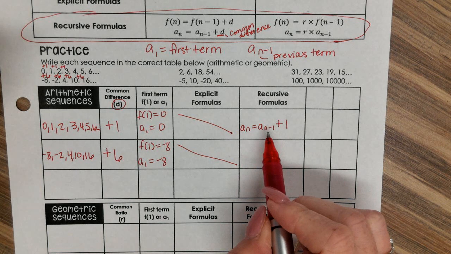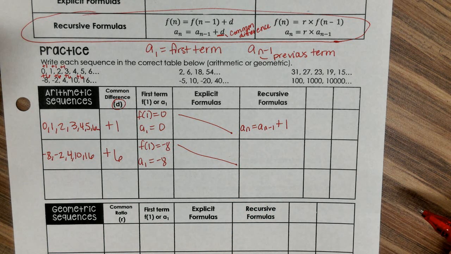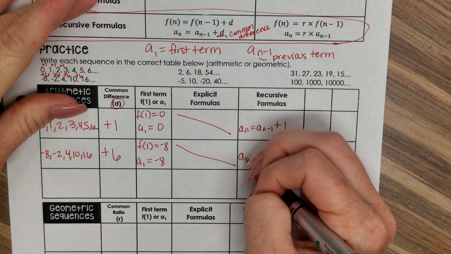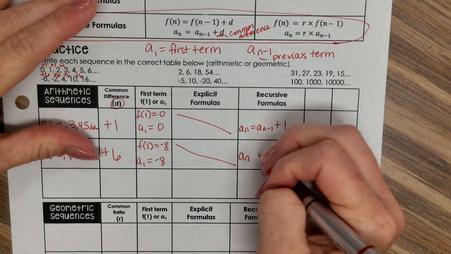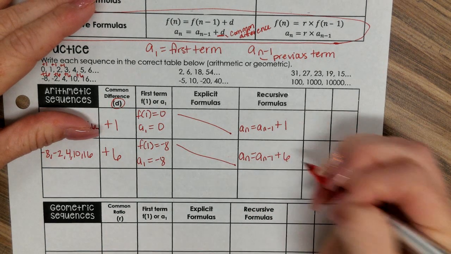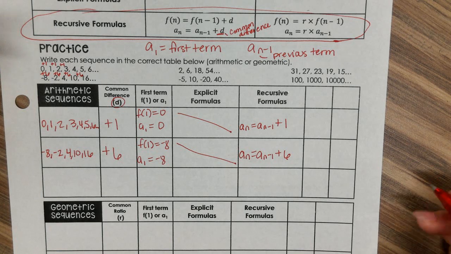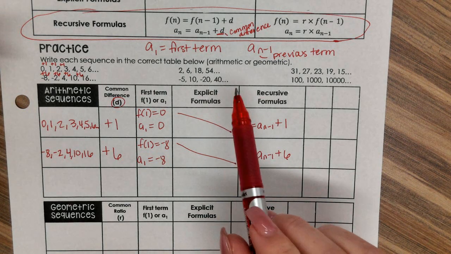It's going to look just like this, but you're going to plug in something different here. Go write it. So it says to find the term you're looking for, take the previous term and add 6. Yes? Everybody got it?